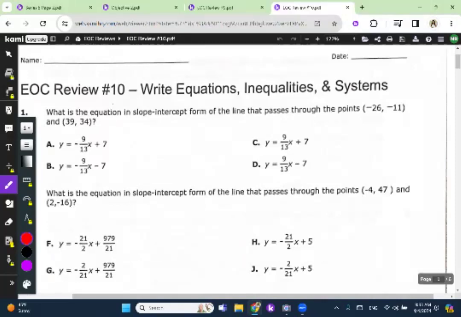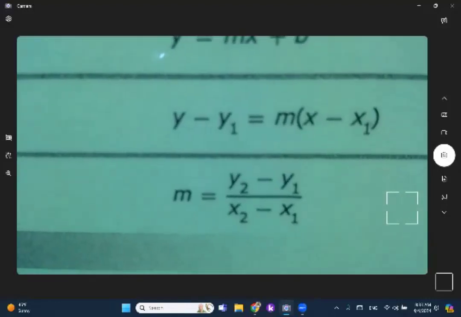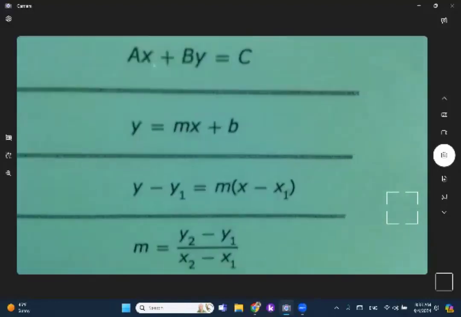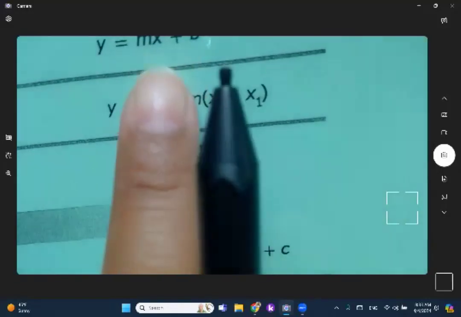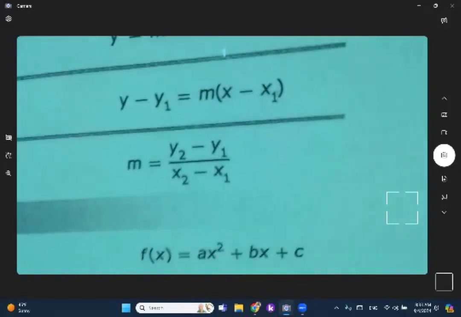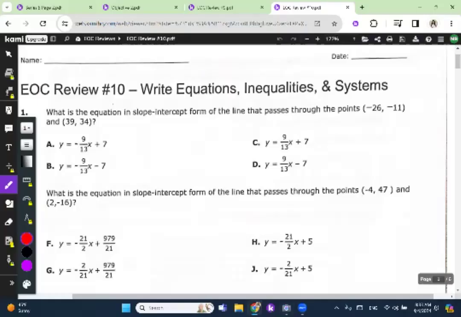Now, the long way of doing this would be to find the slope using the slope formula, right here, and then put it into point-slope form. So you start off with this formula right here, then you put it into point-slope form. But we're trying to get through this.